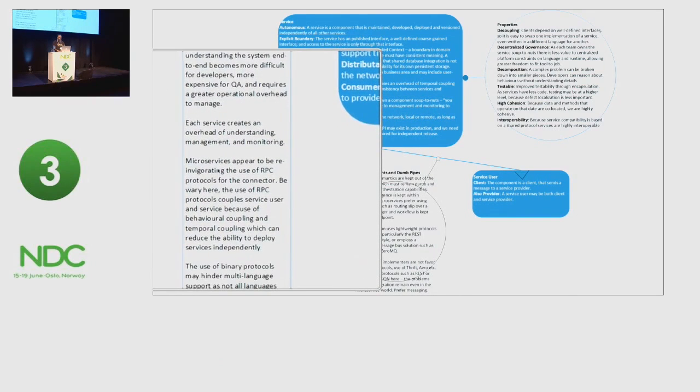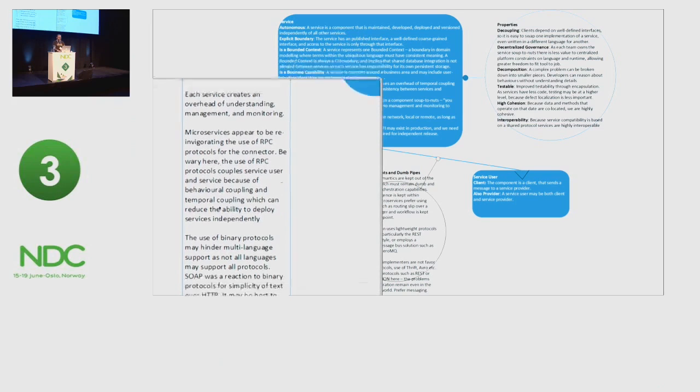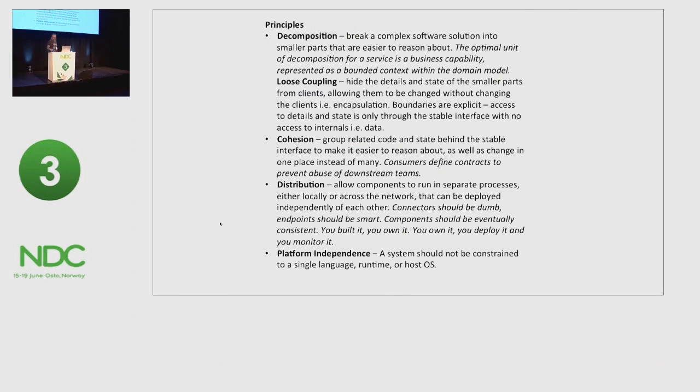Disadvantages, again, same problem as before. The complexity of a large number of services means it's more difficult to reason about what's happening. Okay. And then we look at the principles we're following. We can see that we've added a few.